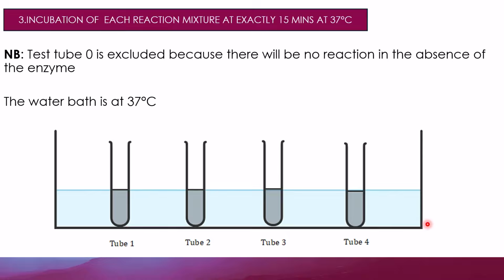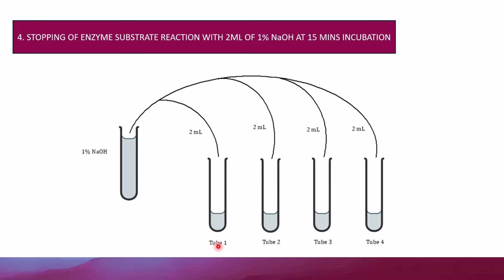The next step happens to be stopping of the enzyme substrate reaction with 2 ml of 1% sodium hydroxide after the 15 minutes incubation. So after the 15 minutes incubation in the water bath, we now stop the enzyme substrate reaction by adding 2 ml of 1% sodium hydroxide to each of the reaction mixtures. So as you can see over here, after 15 minutes of incubation, we pick this test tube from the water bath and add 2 ml of 1% sodium hydroxide to it.